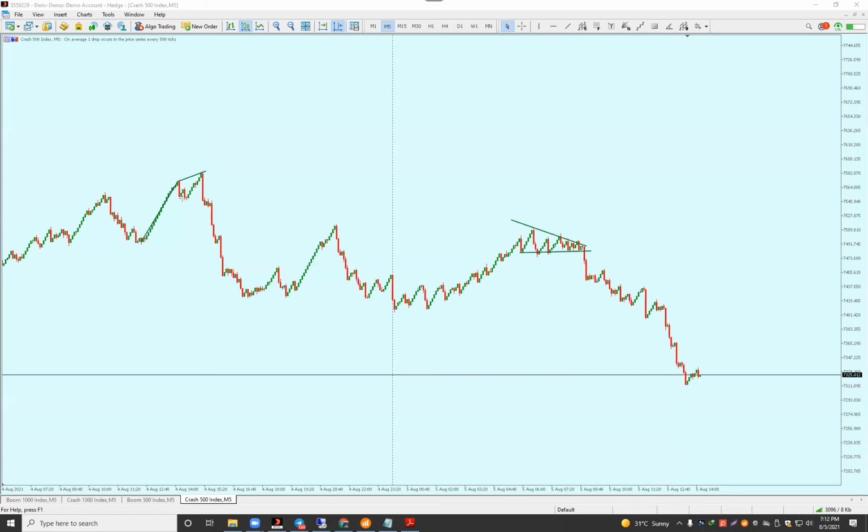Which can be this pattern? This is the bullish flag. No, rising wedge. Rising wedge, right? Yeah, sorry, rising wedge. So rising wedge is the reversal pattern, right? Yes, good.